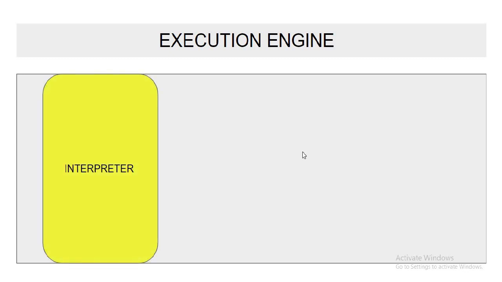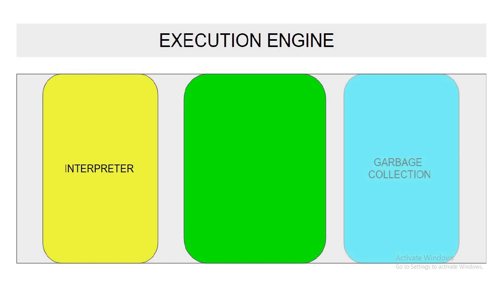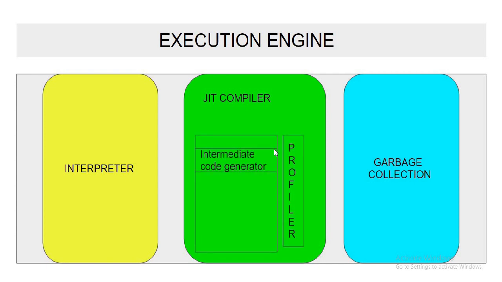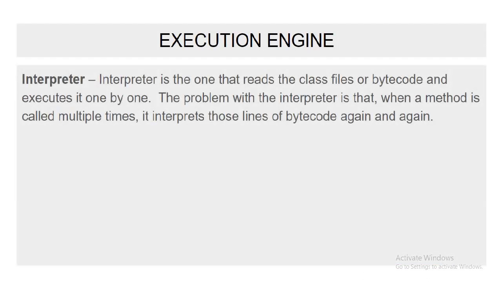In the execution engine, we have three parts: interpreter, garbage collector, and JIT compiler. And in the JIT compiler, we have different components: profiler, intermediate code generator, code optimizer, and target code generator. Now I will start by explaining the interpreter. The interpreter reads the class files and executes the instructions one by one. But there is an issue with this interpreter, guys.